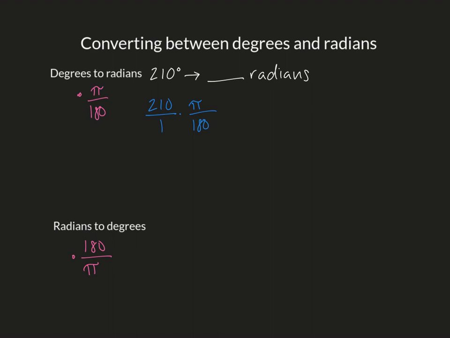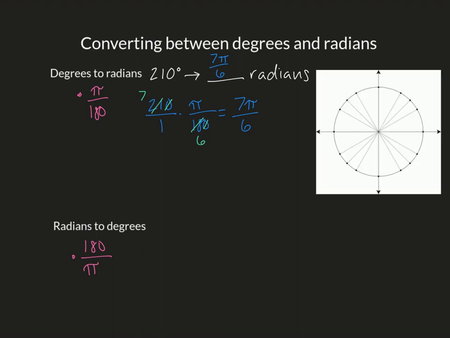I'm going to do some simplifying. I notice these are both divisible by 10 because they end in a 0, so I'm going to cross that off. Then I am going to reduce the 21 and the 18. I know that 3 goes into both of those. 3 goes into 18 6 times, and 3 goes into 21 7 times. No more reducing that I am able to do, so I'm just going to multiply straight across. I get 7 pi for the numerator, and on the bottom we're left with just 6. So that means 210 degrees is 7 pi over 6 radians.